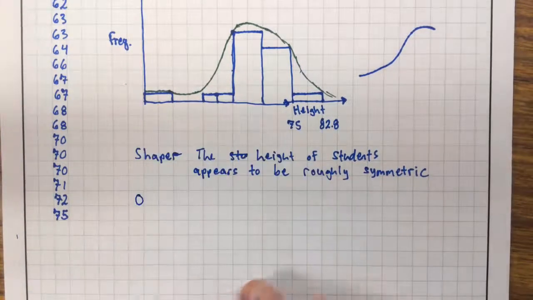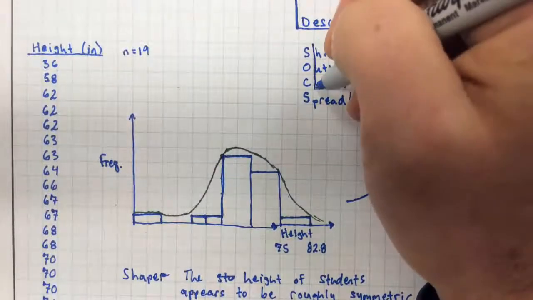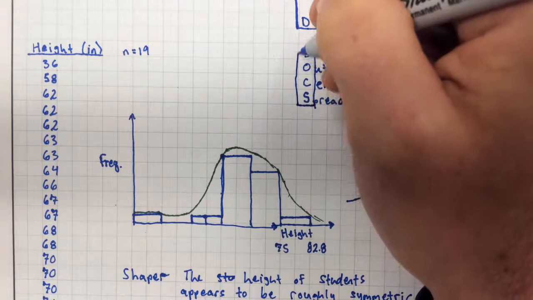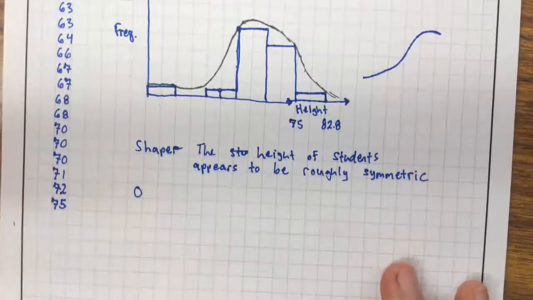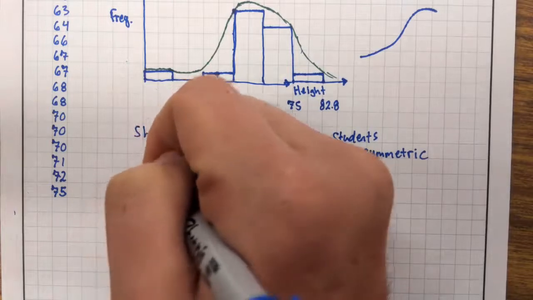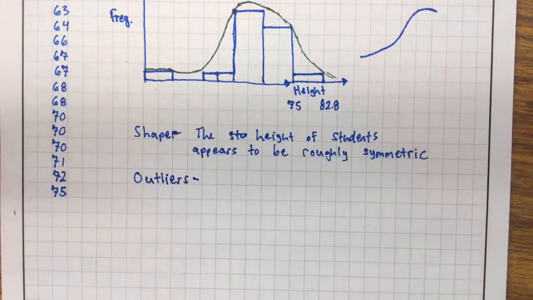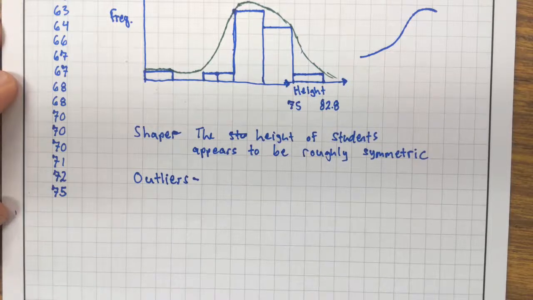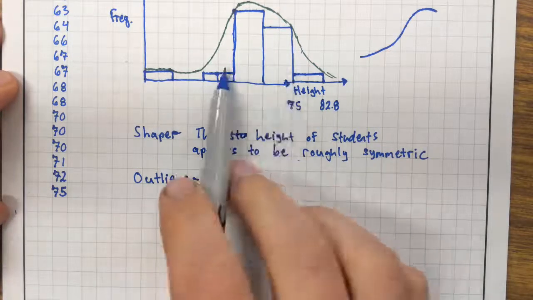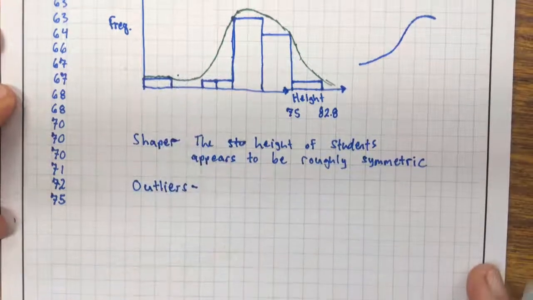So the next thing, and I'm just using this key up here, don't forget your socks, even though it's not spelled correctly, is outliers. Are there any outliers present in this data set? So again, an outlier is any value that looks like it doesn't belong. I think we can all agree that there is one column that looks very out of place. So there is an outlier in this data set.